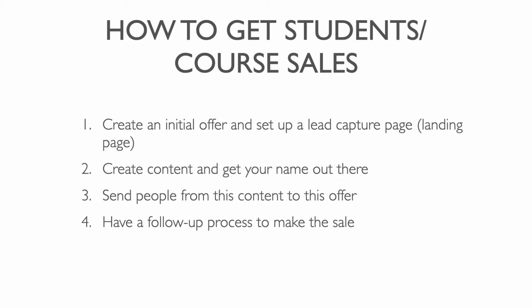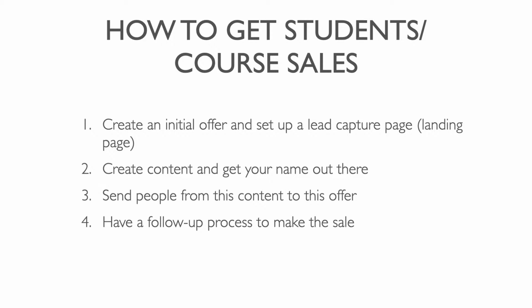The first one is to create an initial offer and set up a lead capture page or a landing page. So you might have an initial offer for what you have. This might be a free trial lesson or a free ebook to download. Those are the two main ones really. Now you can also just skip this and go straight to what you have for sale. That depends on your audience and also on what you are offering at the back end, which is number 4.